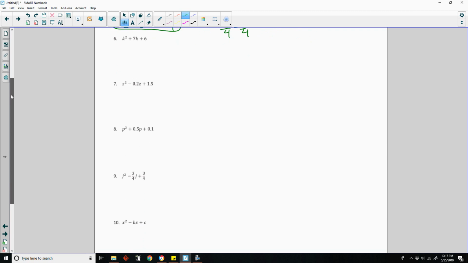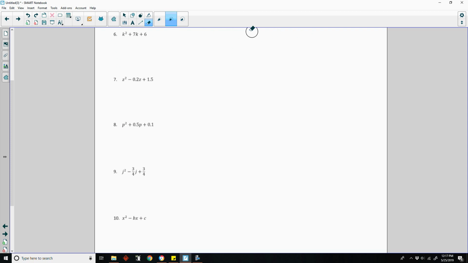Okay. Number 6. First thing I'm going to do is write k squared plus 7k. I'm going to put this in a bracket and leave a space for my final term and put the constant plus 6 outside here. Okay? I'm going to take 7, which is my middle term, and divide it by 2. Take half of it and square it, and that's going to equal 7 squared over 2 squared, which is 49 over 4. So that's going to be plus 49 over 4.